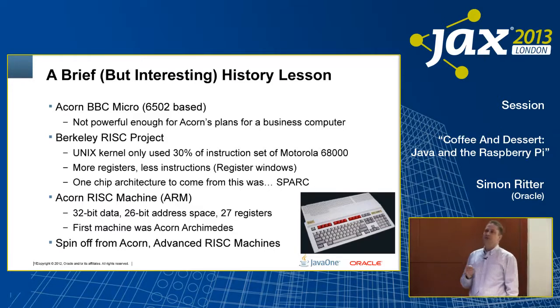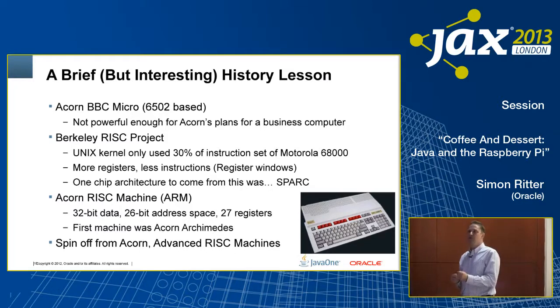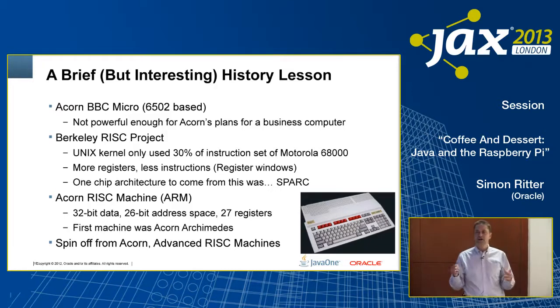One of the things they looked at was the RISC project, which was being run at Berkeley University in California at the time. What that project did was it looked at the Unix kernel, that's the Unix kernel, not the Linux kernel, and they figured that only about 30% of the instructions which were available in a Motorola 68000 processor were being used in the Unix kernel.